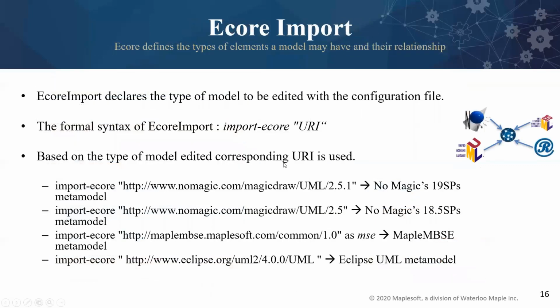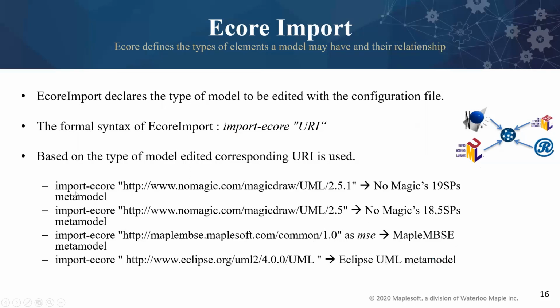And now for the eCode import, we already saw what eCode import will do. Say I'm going to work with Teamwork Cloud 19 server. The eCode that I should import is UML 2.5.1. In case it's a 18.5 server, it's going to be 2.5. And there is an eCode that we have for Maple MBSE for some of the features that we develop. And this is an eCode for Eclipse UML model.